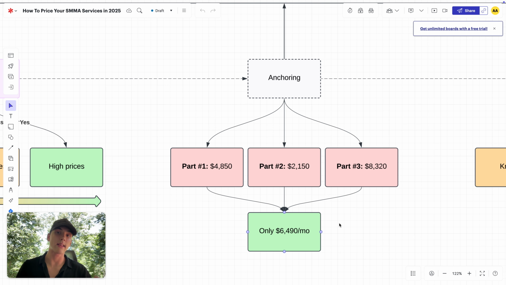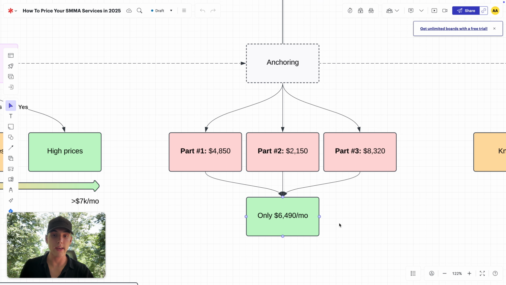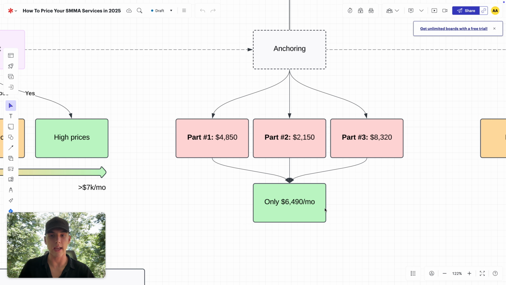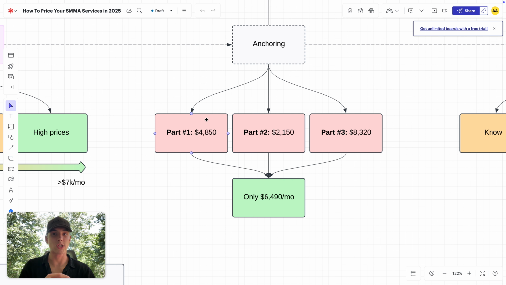Like they begin calculating based on 15K a month, and then you just come through and say, no, but it's actually going to only be 6.5K a month because of reason. And the way you do this anchoring is by breaking down your service into the different parts. I'm going to use paid ads as an example. Part 1 could be the actual media buying, so you being in the ad account, actually launching ads, optimizing, doing all of that technical stuff.